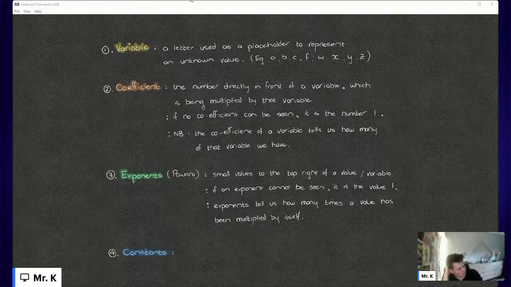So far, grade sevens, we understand what a variable is, what a coefficient is, and what an exponent is, and also where we go about finding these different elements when we are looking at examples of algebraic sentences. Now, as you can see on the screen, the next thing that we need to know about is what we call our constants. So, what exactly is a constant in algebra?